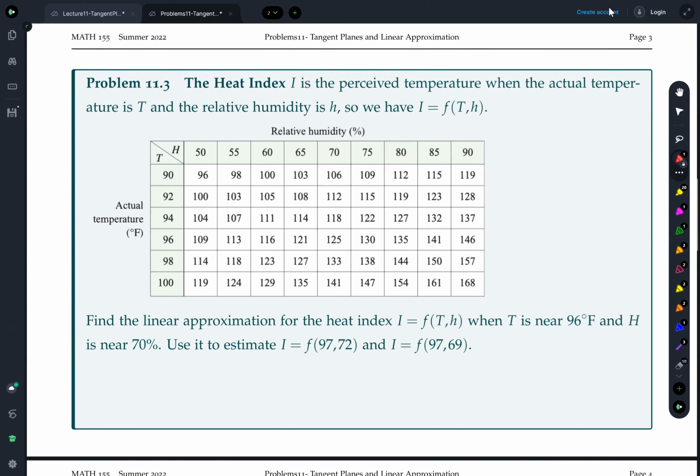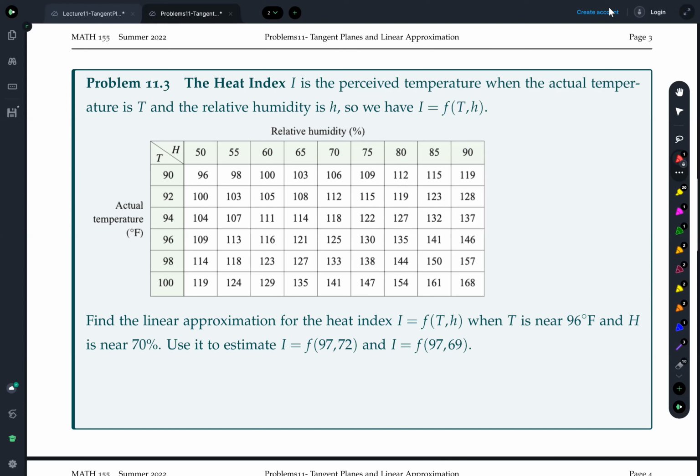Okay, let's talk about a real world example that we don't have a function for. We've talked about various tables of values like this before. This is the heat index, I, and it's your perceived temperature when the actual temperature is T degrees Fahrenheit in this case, and the relative humidity is H, measured as a percentage. So I is some function f of T and H. We're asked here to find the linear approximation for the heat index when T is near 96 degrees and H is near 70%, and then use it to estimate some nearby values.